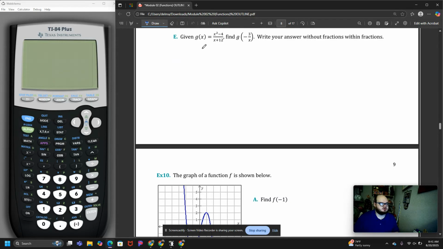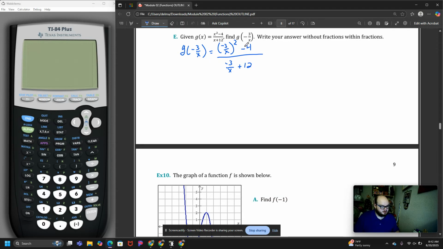Given g of x is equal to x squared minus 4 over x plus 12, find g of negative 3 over x. So that one is going to take a little bit. We're going to find g of negative 3 over x. So this is going to become negative 3 over x squared minus 4, over negative 3 over x plus 12.